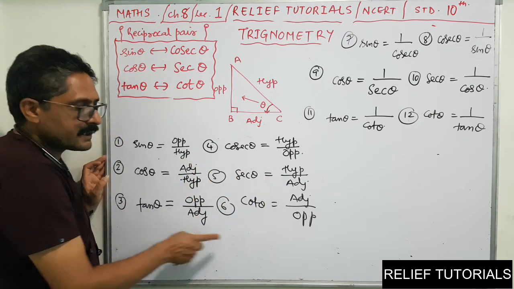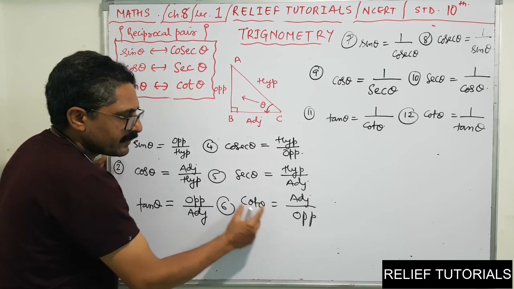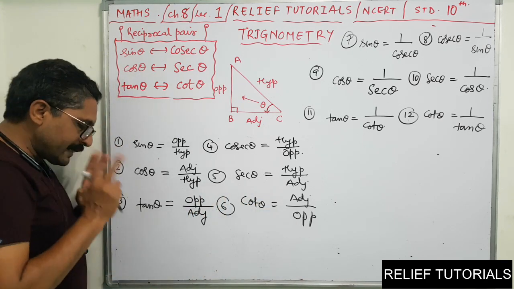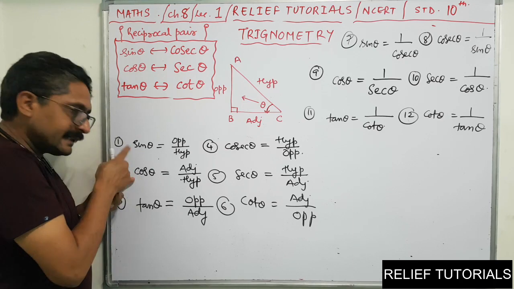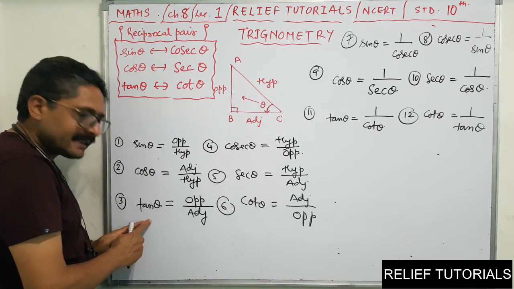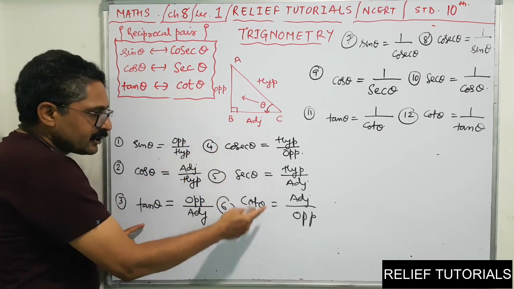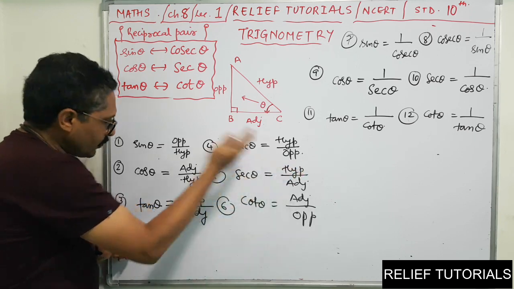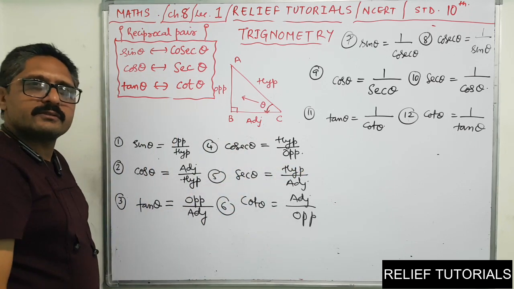Reciprocal of opposite upon adjacent is adjacent upon opposite. That is termed as cot. So two basic ratios are sine and cos. The ratio of sine and cos is tan. And the remaining three ratios are reciprocals of the corresponding ratios.